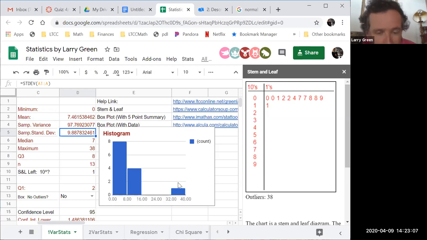This one person who had so many pets makes that standard deviation really go big and also really changes the mean. So outliers really, really affect the standard deviation, whether they're on the low side or the high side. Any questions on the standard deviation?